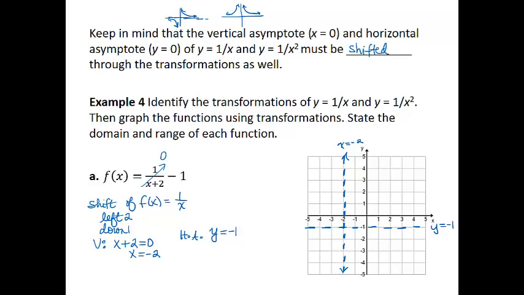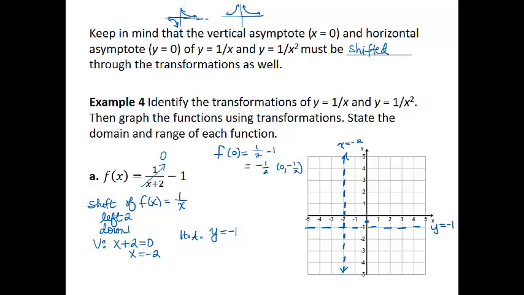Furthermore, we could find the x and y intercepts. If we find f of 0, we get 1 divided by 0 plus 2, or 1/2, minus 1, which is 1/2 minus 2 halves, or negative 1/2. So 0, negative 1/2 is the y-intercept.